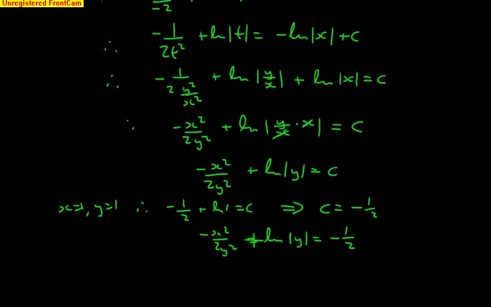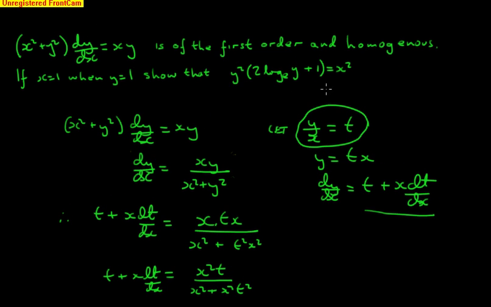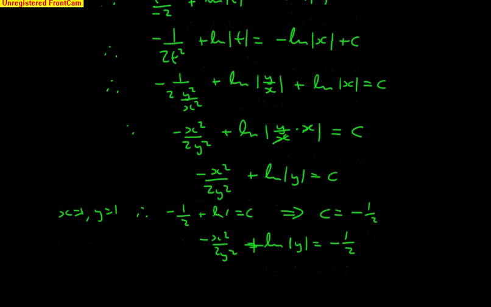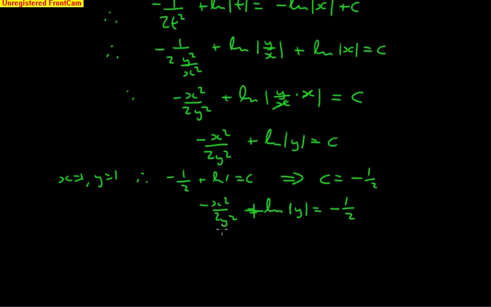Now we are required to make it look like this here. So they've multiplied by some y squareds and the 2's have been multiplying. First thing I'm going to do is multiply by 2, because I've got 2 on the bottom here. Let's just do the 2 to start with. Negative x squared over y squared plus 2 ln mod y equals negative 1.